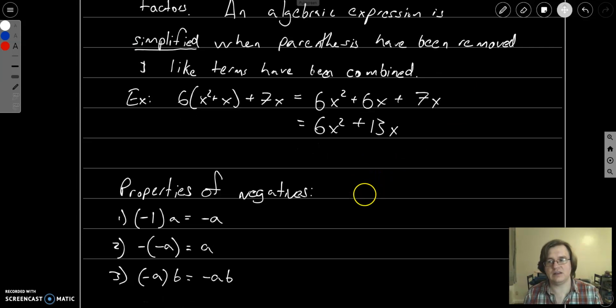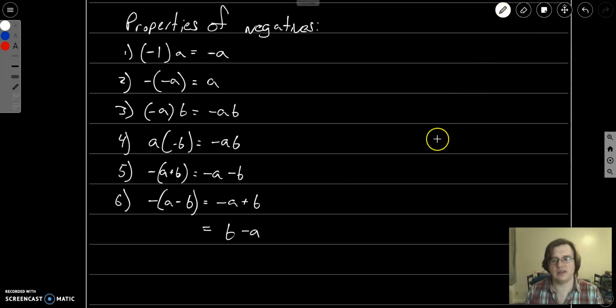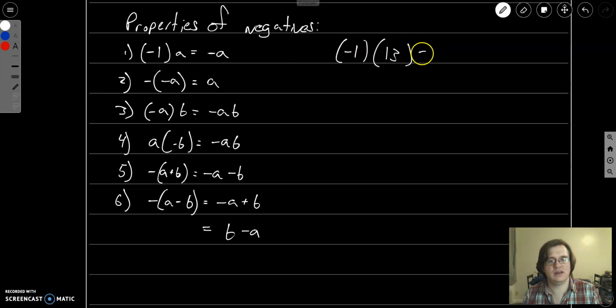The very last thing that we'll see are just some properties of negative numbers. Again, I'm assuming that most of you will have seen this before, but this is just to remind you. When you take a negative 1 times a number, you just get negative that number. So negative 1 times 13 is going to be negative 13. If you take a double negative, these negatives will cancel out. So for instance, negative negative 3, which we saw in the last part, is just going to be 3.